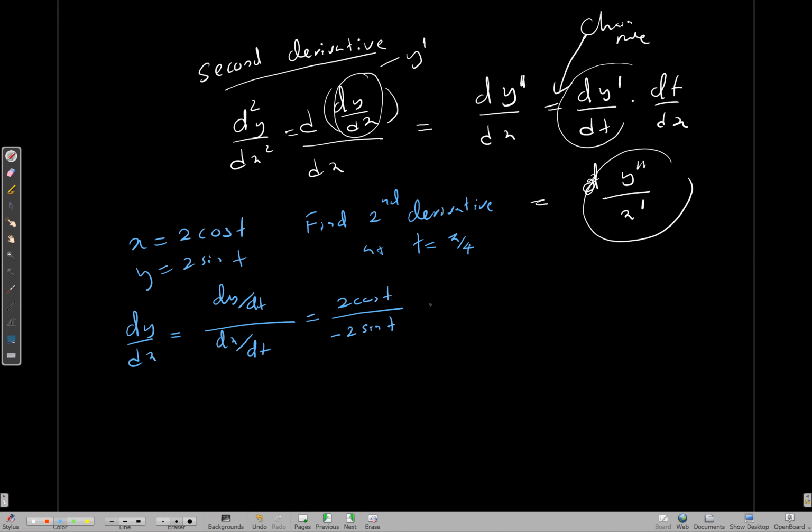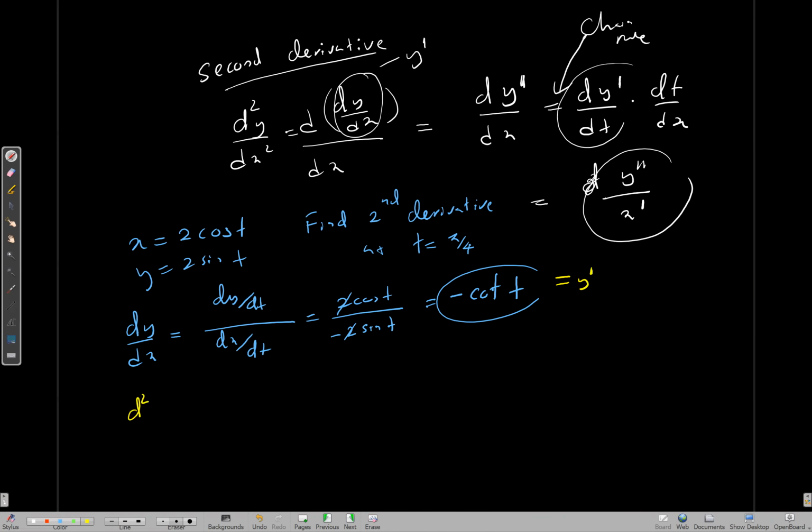So you get dy by dx as negative cotangent t. Now that is actually y prime. Let me call it y prime so it's easy to deal with.